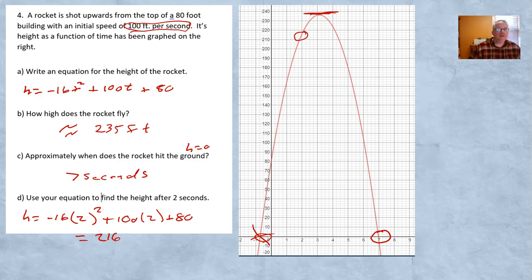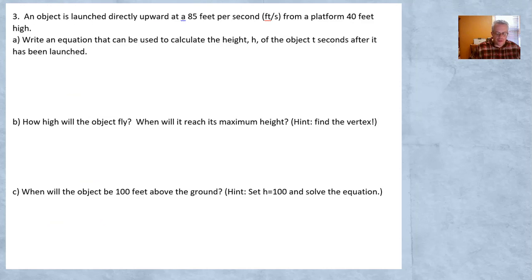All right. Now, this is the last part of our video. Here, we're going to do some really awesome math. No graph this time. It says an object is launched upward at 85 feet per second from a platform of 40 feet. So write an equation. Okay, that part I got. H equals negative 16t squared plus 85t plus 40. Okay, how high will the object go? And when will it reach its maximum height?